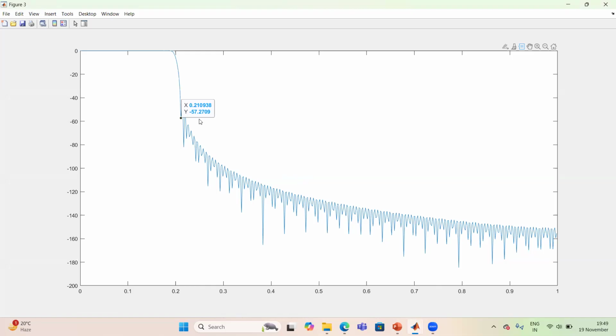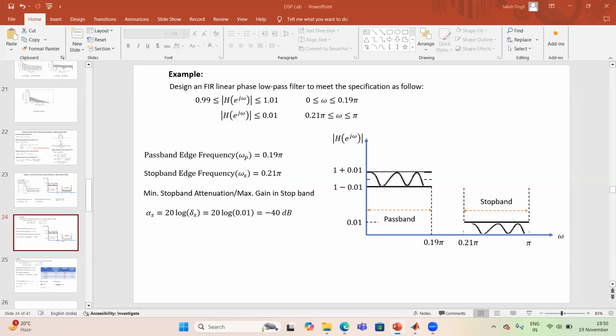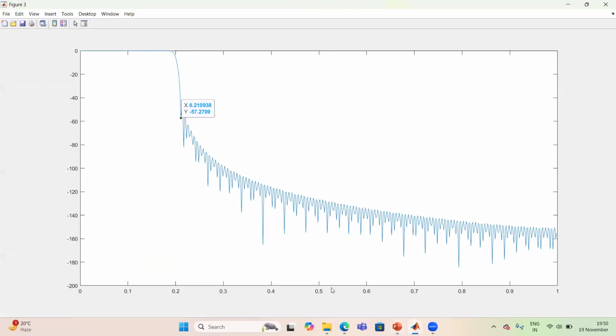And therefore, we are over meeting the stop band specification. We have already got the passband specification, and now we are also over meeting the stop band specification. So it is the best filter. Whatever specification is mentioned in the problem, we have designed a filter which has better specification, and if we design a better specification filter, then it is allowed. So now you can see this filter is following all those properties.